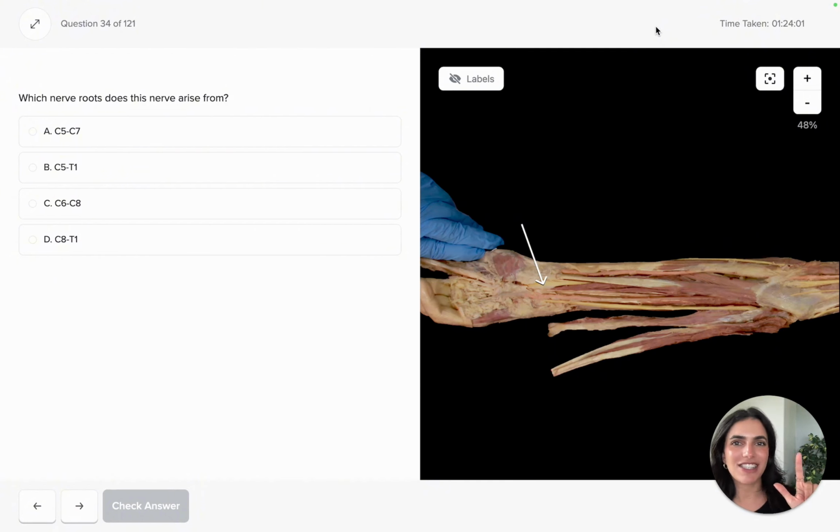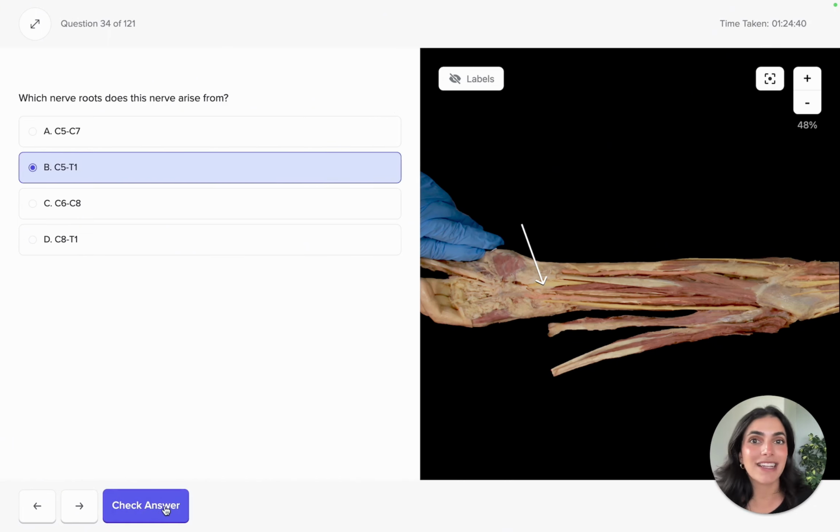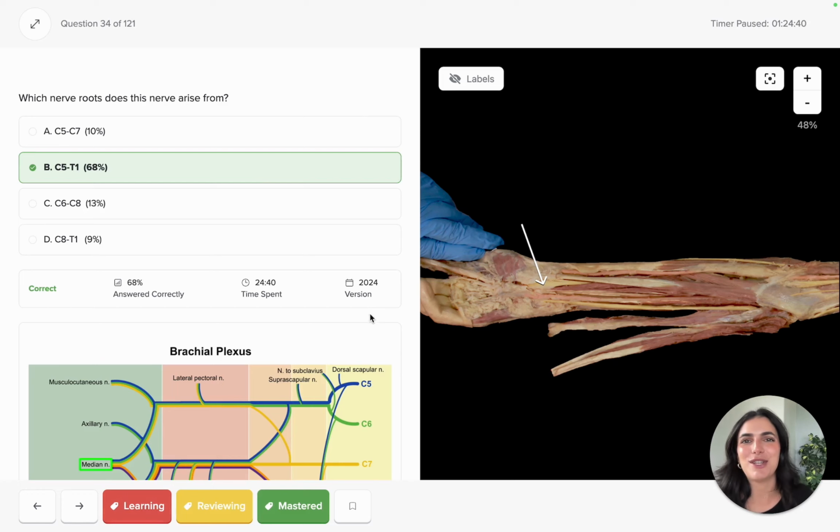3 musketeers assassinated, 5 rats, 5 mice, M being median nerve, so we have C5, C6, C7, C8, and T1. The median nerve as well as the radial nerve both receive all nerve roots from the brachial plexus. So in this case for our question, which nerve roots does the median nerve arise from? We would say C5 to T1. Let's double check our answer, and C5 to T1 is the correct answer.